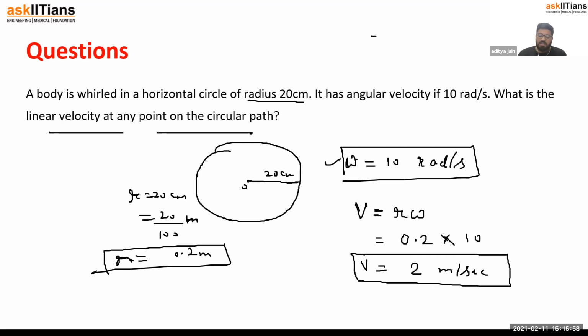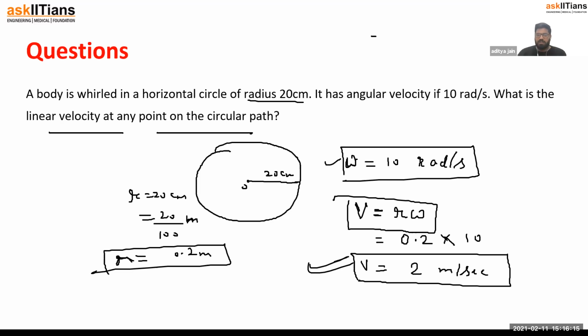So that's what I was saying: if you are given angular velocity and any radius, then you can easily calculate linear velocity from that angular velocity by the relation v is equal to omega r, or r omega. So I think all concepts are clear.